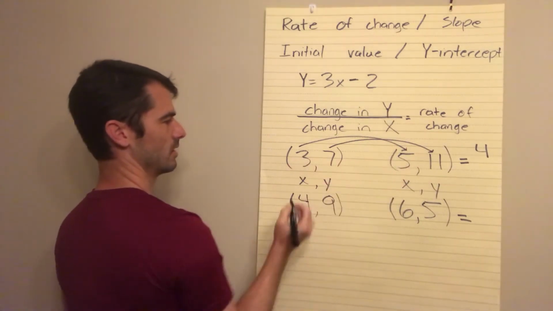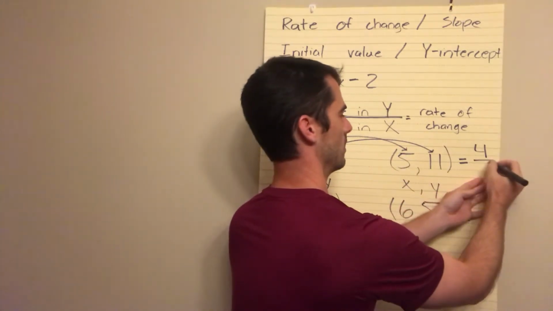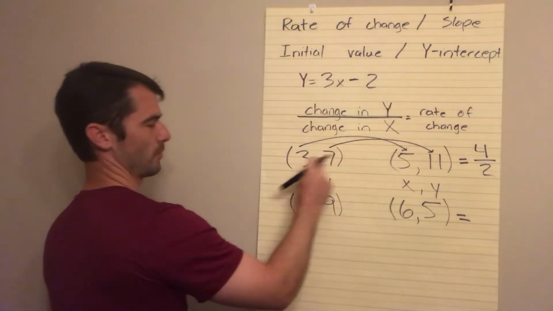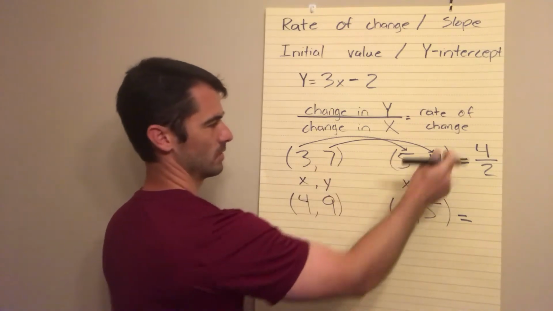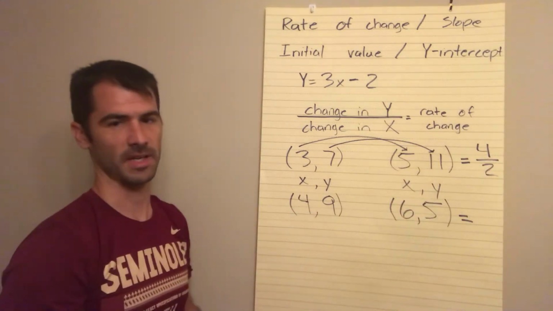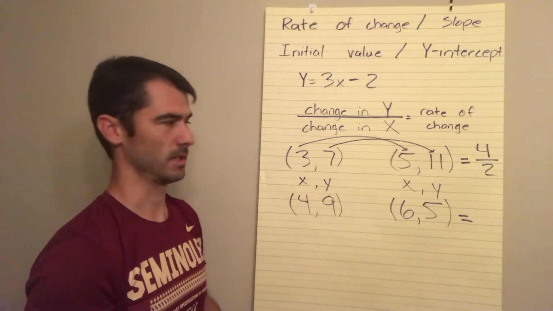Now we've got our change in x. That would be 2, because again, we've gone from 3 to 5. We've gone up, and we've gone up 2. And 4 over 2, we would always simplify, and 4 divided by 2 is 2.